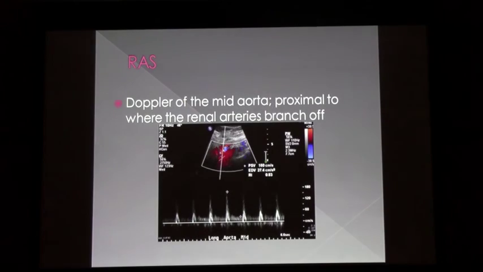And of course, you can see all of those vessels beautifully. Absolutely, with perfect angles. So, just going through the protocol, Dopplers of the mid-aorta. This is done just proximal to where the renal arteries branch off. And actually, these images were all done on the same patient as well. It was an inpatient with refractory hypertension.